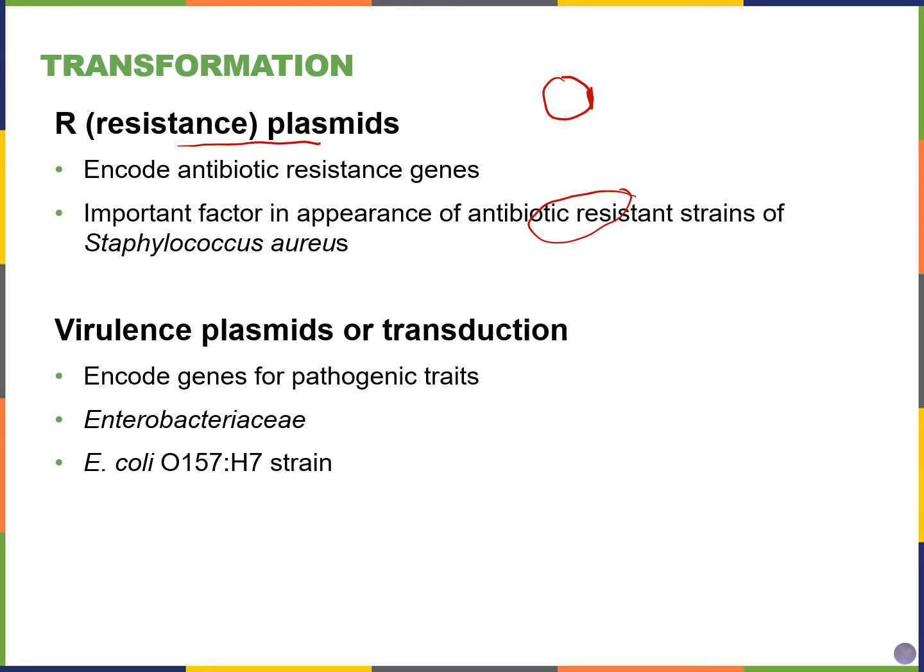And we see this a lot in different types of bacteria, such as Staphylococcus aureus. You may have heard of MRSA, methicillin-resistant Staphylococcus aureus, or even VRSA, vancomycin-resistant Staphylococcus aureus. These are bacteria that have over time acquired many different types of resistance plasmids, making them resistant to a broad spectrum of antibiotics, unfortunately.